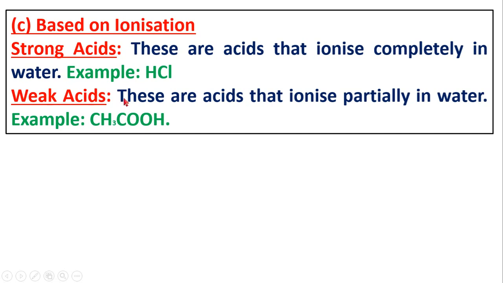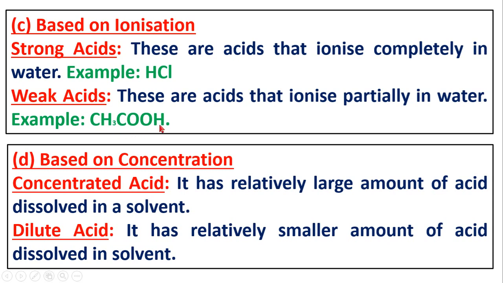Weak acids are acids that are ionized partially in water. Example, acetic acid, CH3COOH. It splits into H plus and CH3COO minus. It is partially ionized in water, so it is called a weak acid.